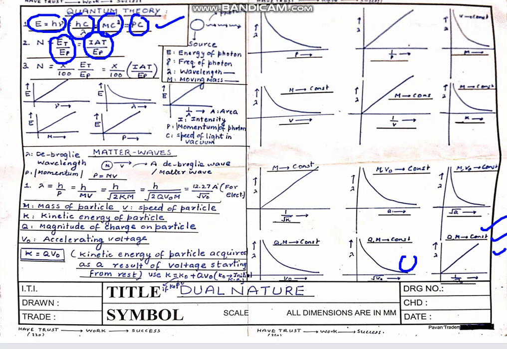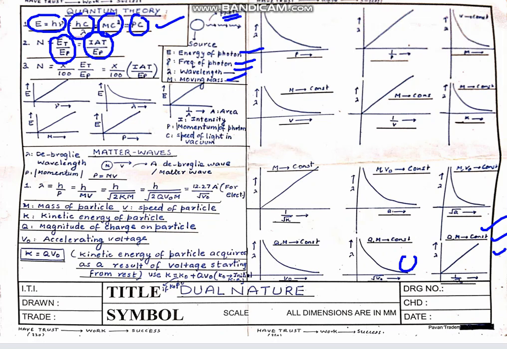Here, suppose this is a source and it is emitting photons. E is the energy of the photon, nu is the frequency of the photon, lambda the wavelength, and m is the moving mass of the photon. Rest mass of the photon is zero as per the quantum theory of light.